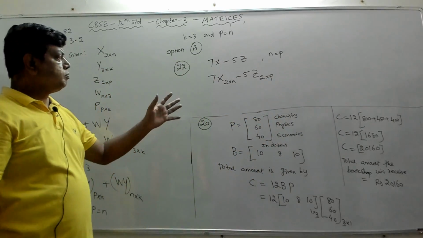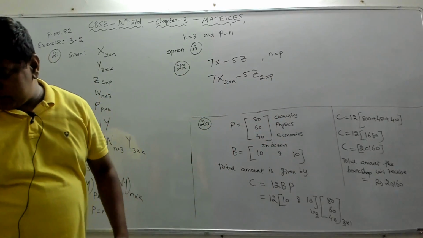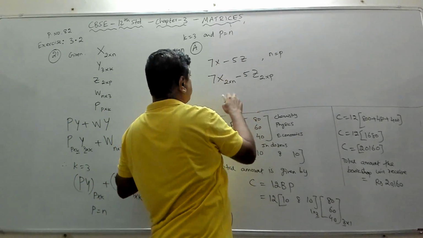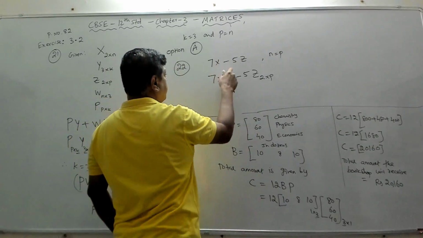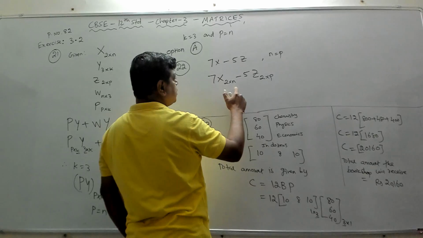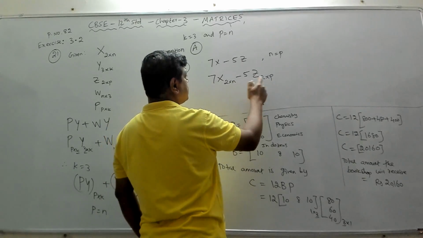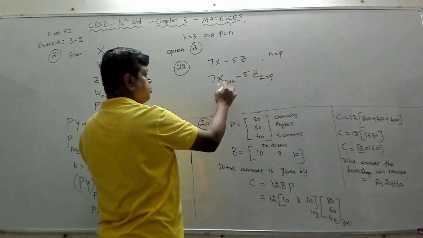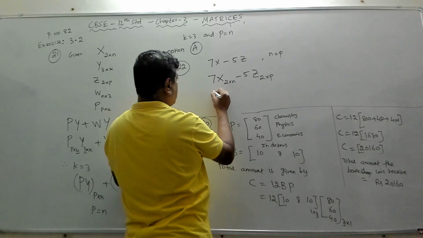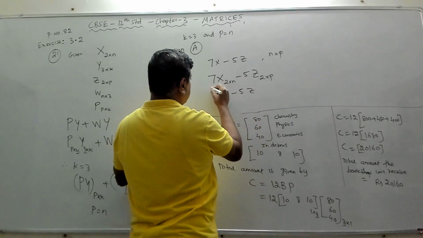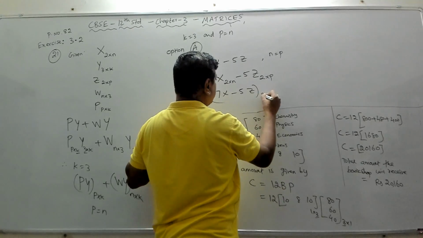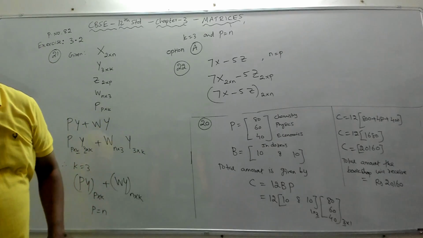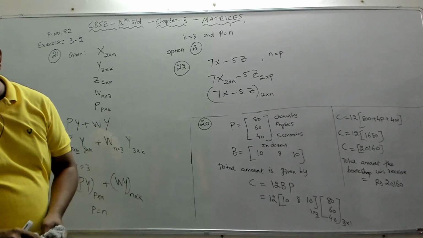Now if n is equal to p, we need to find the order of this whole matrix. If you want to subtract, both should be the same, and they have said n is equal to p, which means you can subtract these two matrices. When you subtract these two matrices, the final order of 7x minus 5z will also be 2 cross n or 2 cross p, because n equal to p.